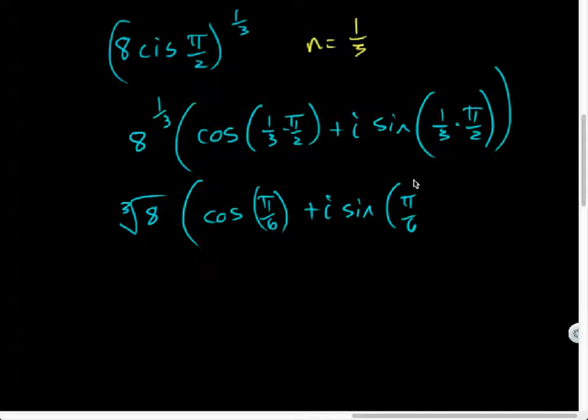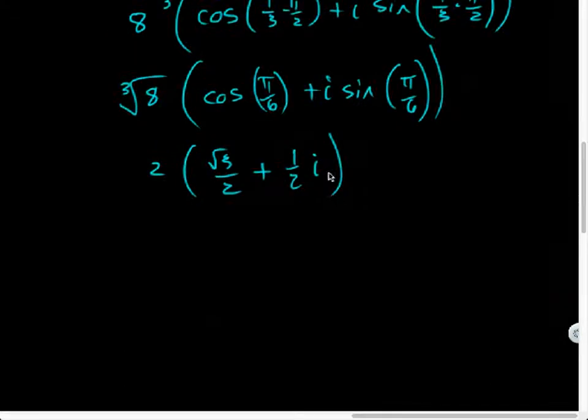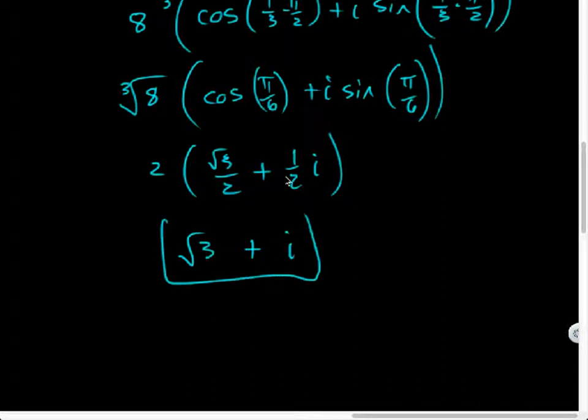Pi over 6, of course, being a radian equivalent of 30 degrees. Cubed root of 8 is 2 times cosine pi over 6, root 3 over 2, plus i times the sine of pi over 6, which is a half. So half i. And multiply by 2, I get root 3 plus i. Oh, that was lagging there for a second. All right, now here we go.